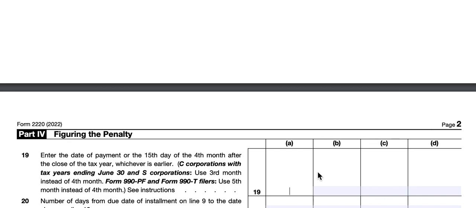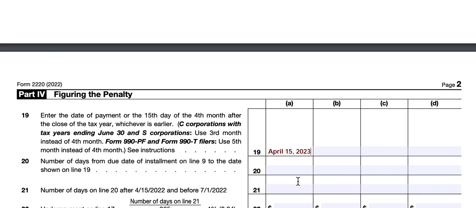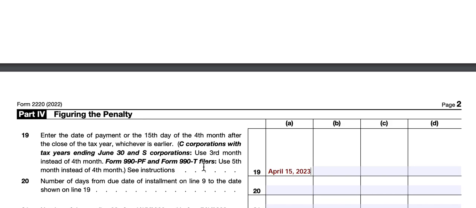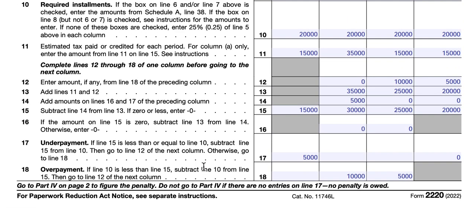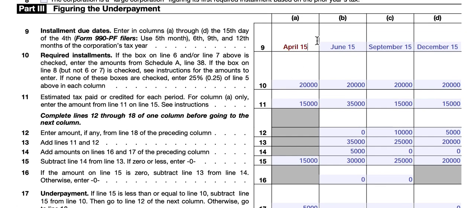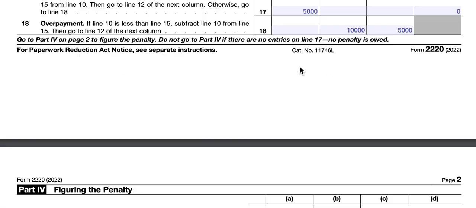So basically we'll put, so now if we made the payment, then we would put that information in there. Now the number of days from the due date of installment on line 9 to the date shown on line 19. Okay, so that's a year, right? A year from April 15th. So that's the number of days.